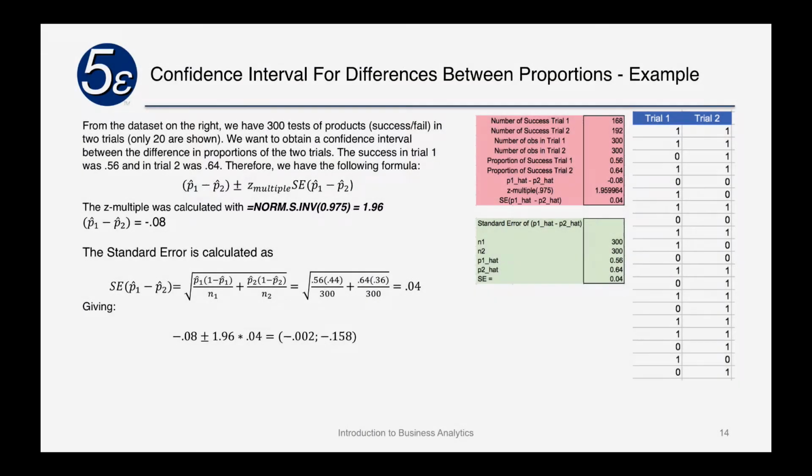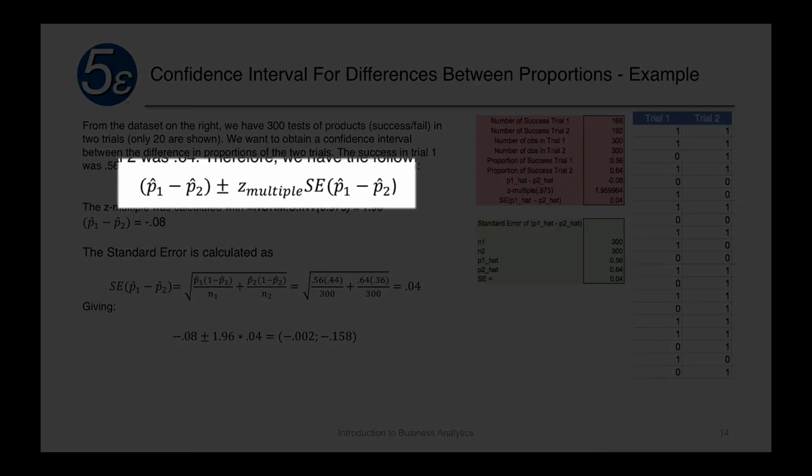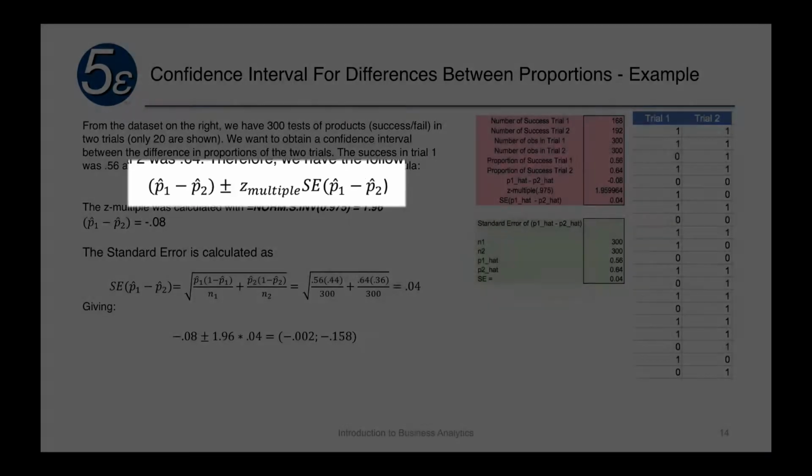So here's our sample. From the data set on the right, we have 300 tests of products, success and fail. Did the items pass our test or fail our test? We have 2 trials, but we only show 20 here. 1 means success, 0 means failure. We want to obtain a confidence interval for the difference between proportions in the 2 trials. The success in trial 1 was 0.56 and the success in trial 2 was 0.64. Therefore, we have the following formula: P1 hat minus P2 hat plus or minus the z multiple times the standard error of P1 hat minus P2 hat.